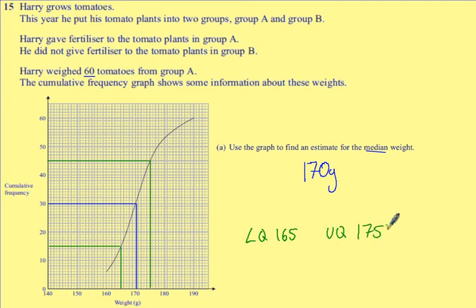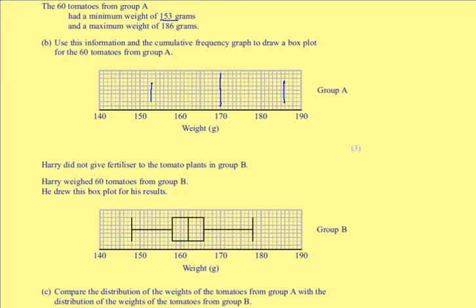You will be allowed some leniency in terms of how accurate you are here, probably 1 or 2 grams either way. Okay, now let's add that information to our box plot. So 165 for the lower quartile, and 175 for the upper quartile. And at this point I have my box plot complete, so I can join up, and I am finished.